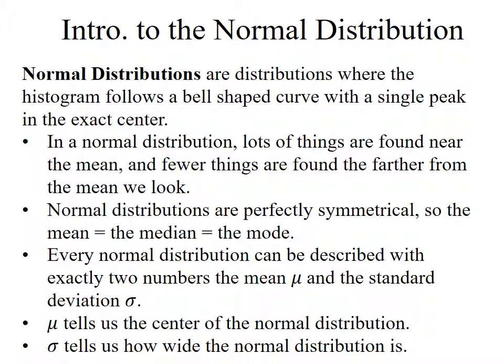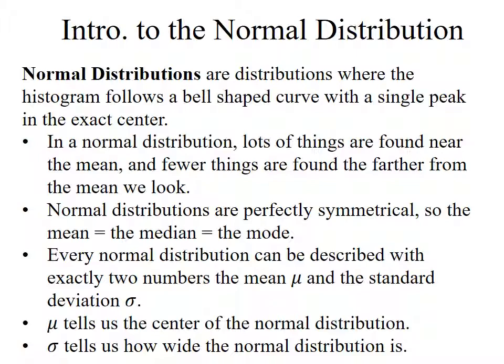So if I make a histogram of it, measuring heights or weights of people or something like that, I find that the histogram follows a roughly bell-shaped curve with a single peak in the exact center. Lots of people are relatively near average height, and then fewer and fewer are found to be unusually tall or unusually short.